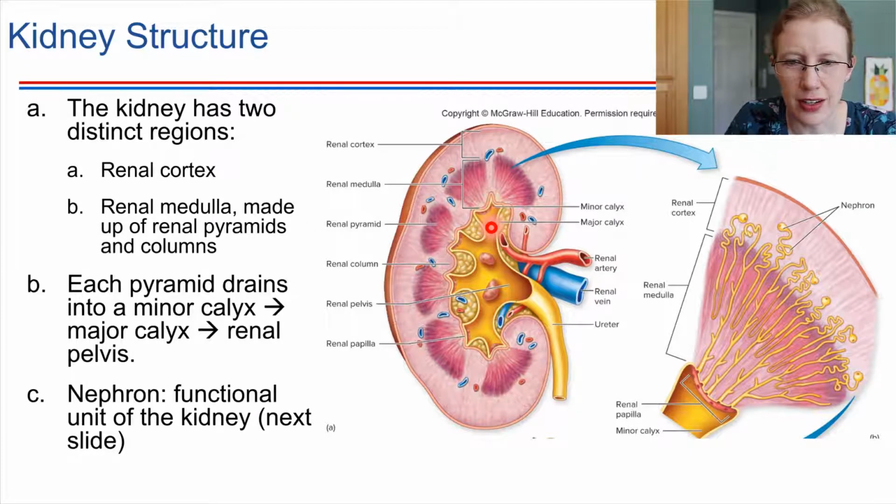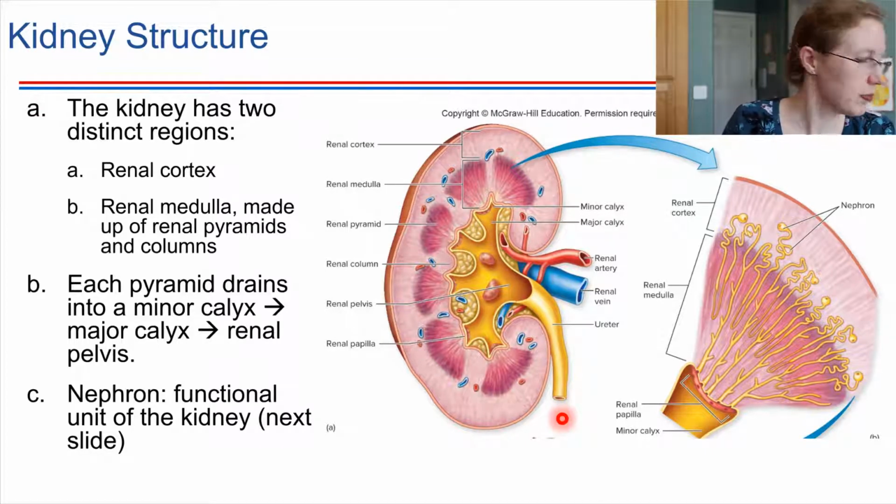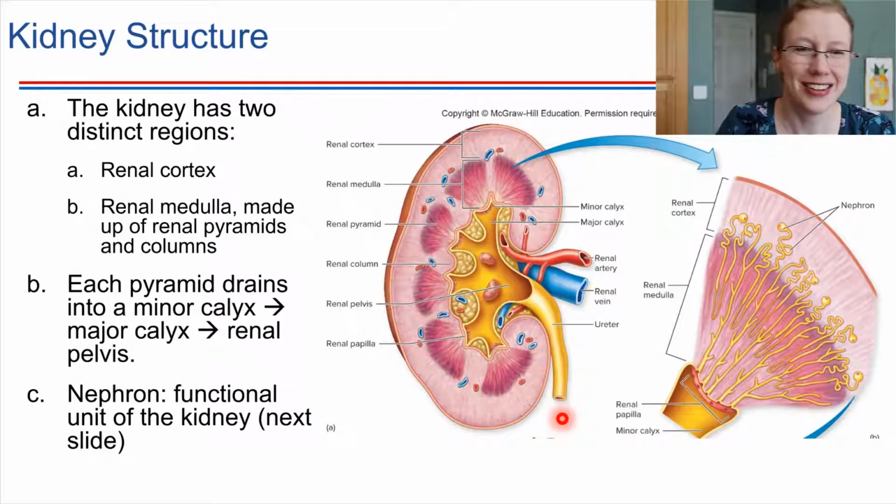Those two merge together into a major calyx. So the plural of calyx is calyces. You might see that as we go forward or as you read the textbook. And the urine drains into that calyx and then into the renal pelvis. That's this main body down here. And then ultimately the urine would leave through the ureter. So let's focus in on the nephron in just a minute.